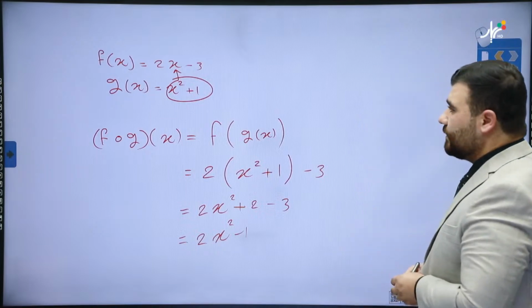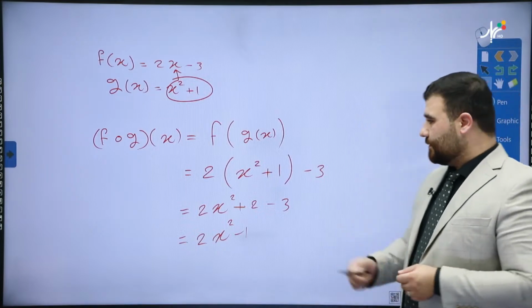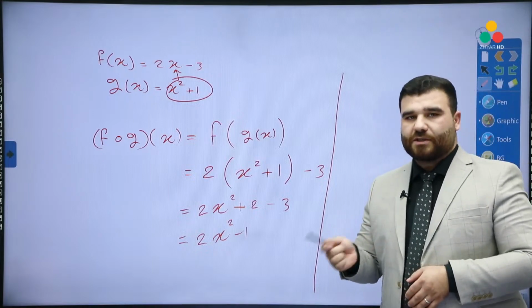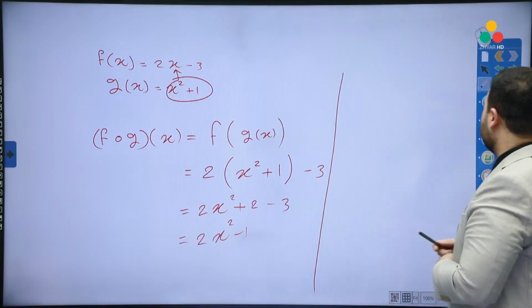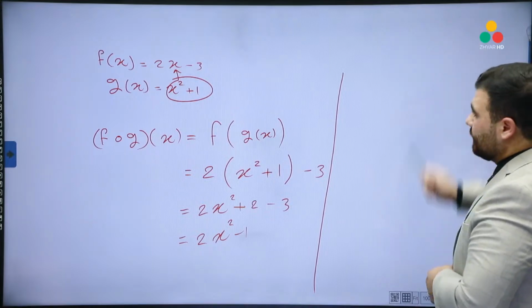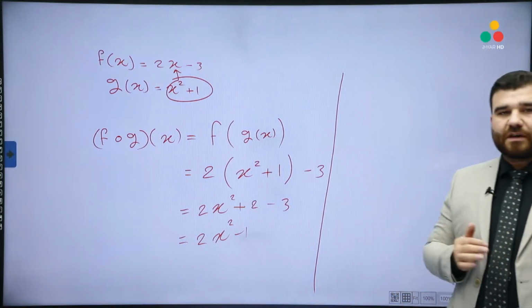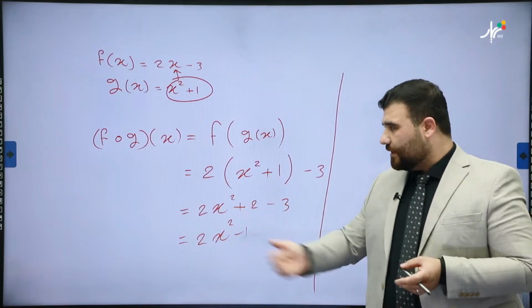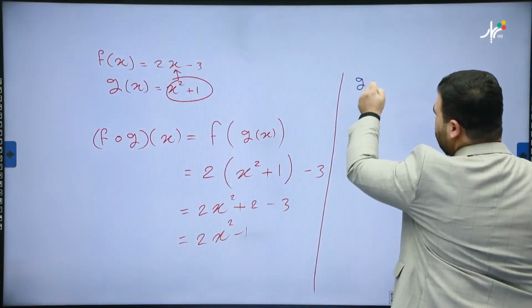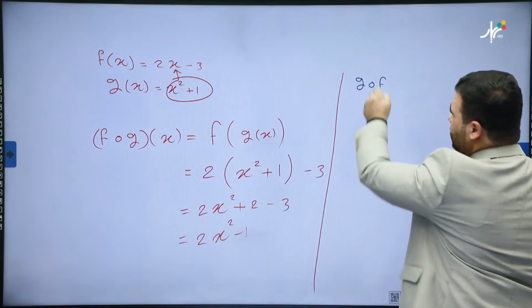Now, if I want to find g of f(x), most of the time f of g and g of f are not equal, and in some cases they are equal. So we should find it. We cannot decide if they are equal or not unless we find it. Now I'll write g of f(x).